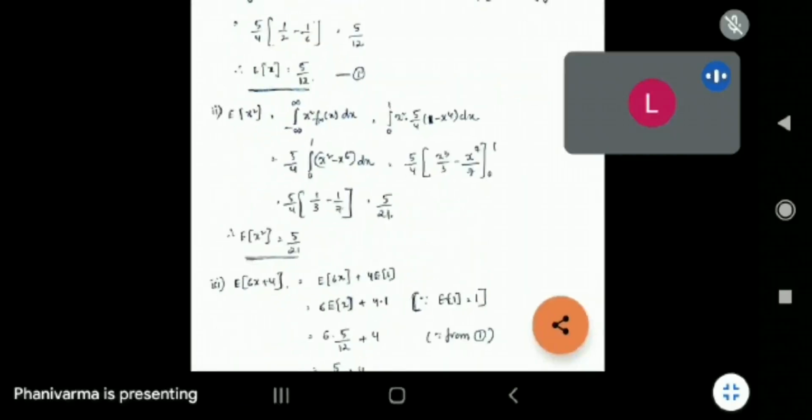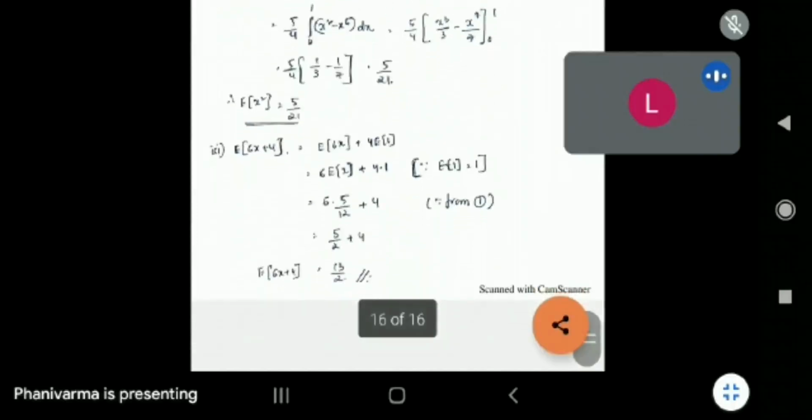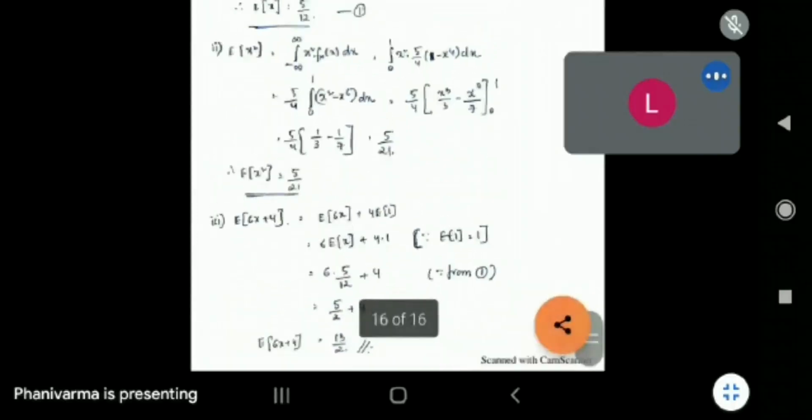Now we need to find E of 6X plus 4. That implies E of 6X plus 4 into E of 1, where you can take the constant out, as we know that E of 1 is equal to 1. So we have the answer: E of 6X plus 4 is equal to 13 by 2.